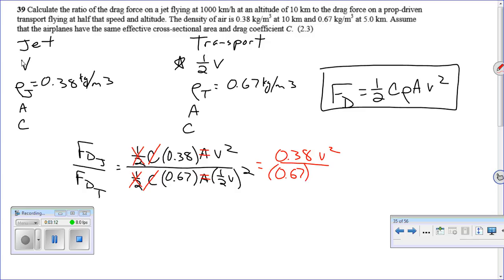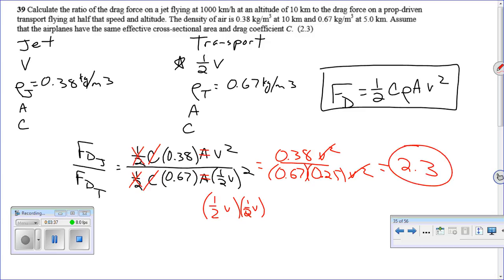0.67. Now 1/2 v squared is the same as 1/2 v times 1/2 v. So that's 1/4, so 0.25 v squared, right? So the v squareds cancel out. So you're left with 0.38 over 0.67 times 0.25, and you end up getting 2.3. There you go, and no units, right? Because it's just a ratio.